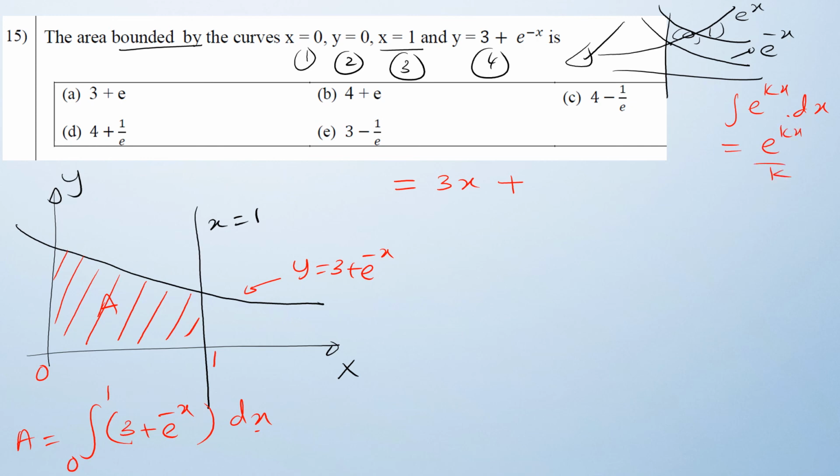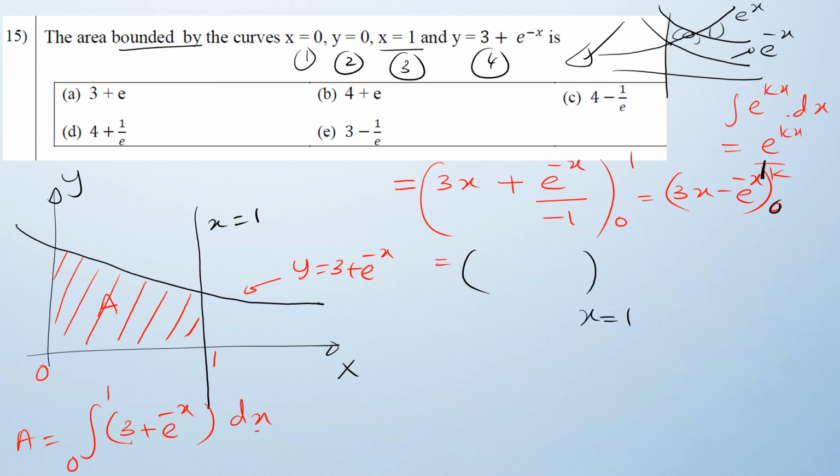Since we have e to the power minus x here, the constant k is minus 1. So we have e to the power minus x divided by the constant minus 1. We have to find the definite integral from 0 to 1. Then you can simplify this. Here we have 3x minus e to the power minus x from 0 to 1. Then we have the function evaluated when x equals 1 minus the same function evaluated when x equals 0.